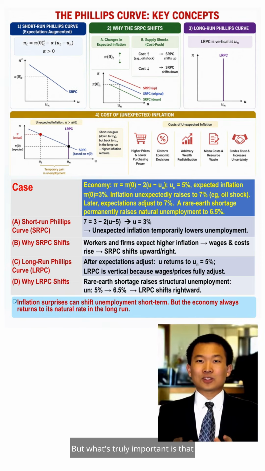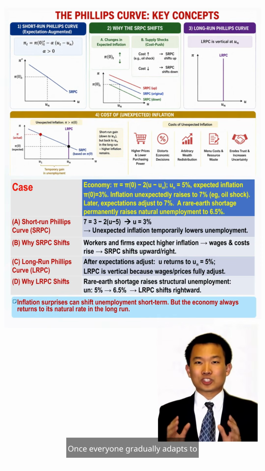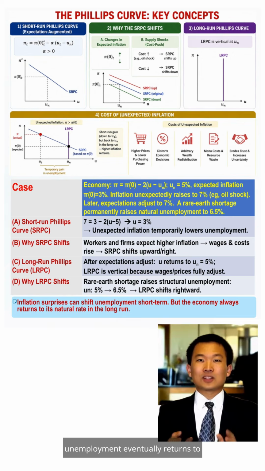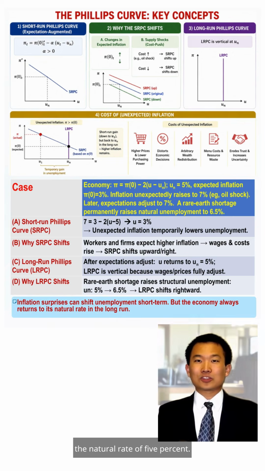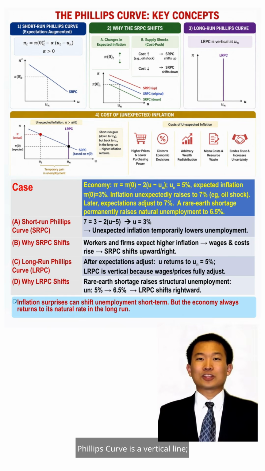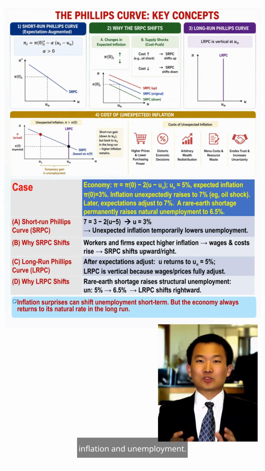But what's truly important is that this equilibrium can't be sustained in the long run. Once everyone gradually adapts to 7% inflation, wages and costs rise in tandem, the short-run Phillips curve shifts up, and unemployment eventually returns to the natural rate of 5%. This is also why the long-run Phillips curve is a vertical line. In the long run, everyone adjusts their expectations, so there is no permanent trade-off between inflation and unemployment.